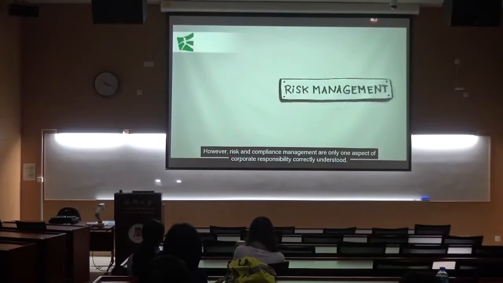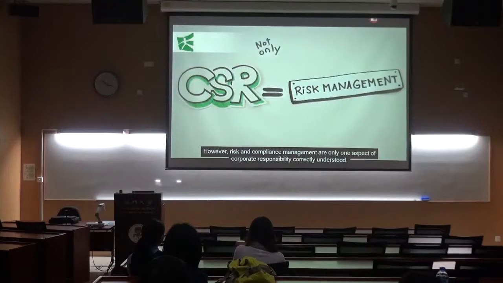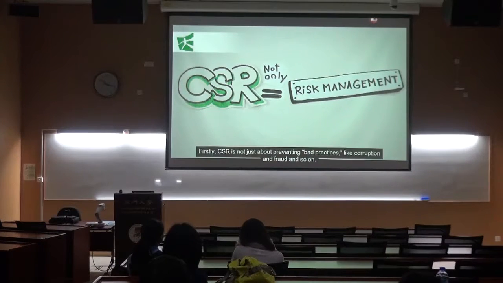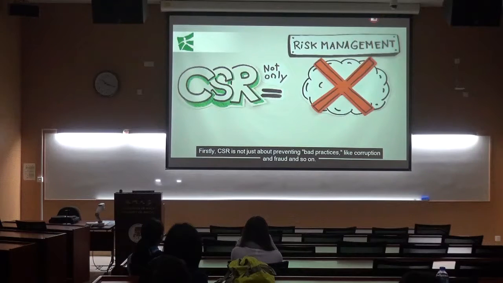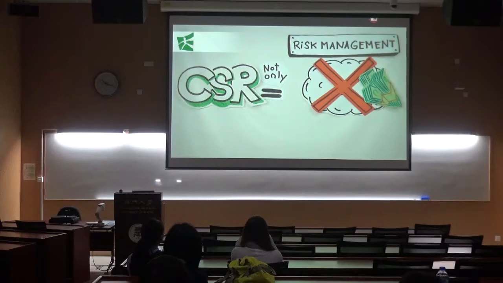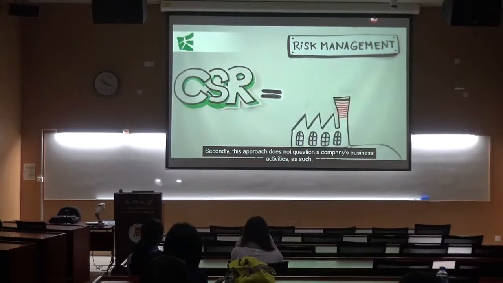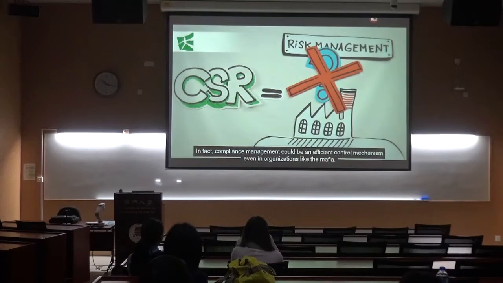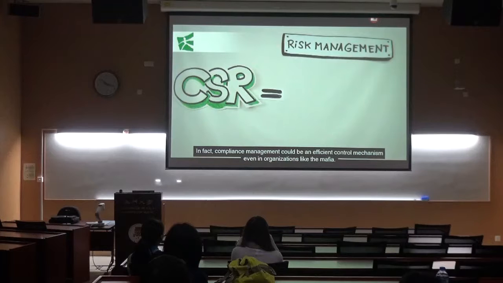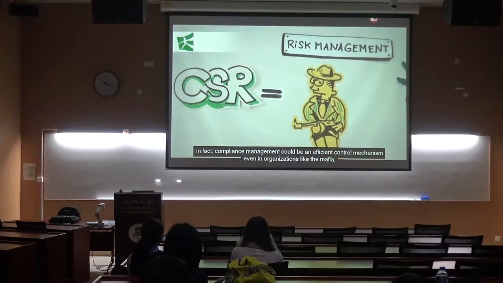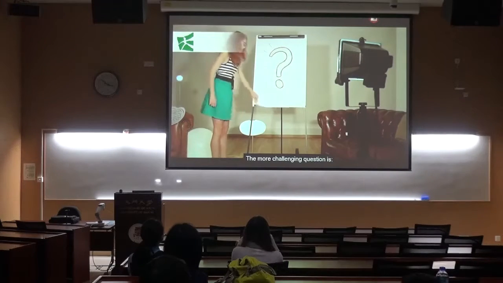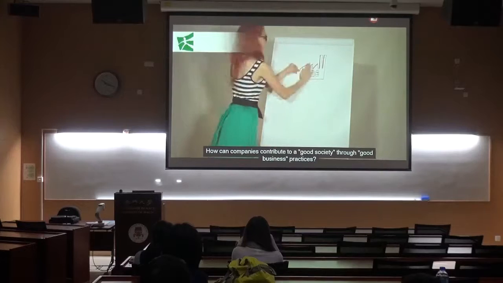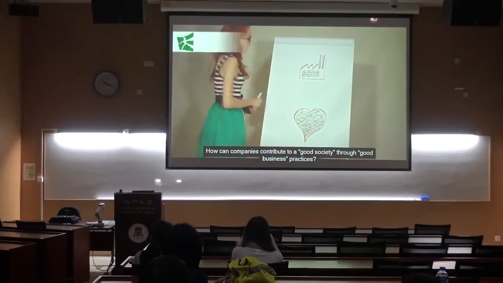However, risk and compliance management are only one aspect of corporate responsibility correctly understood. Firstly, CSR is not just about preventing bad practices, like corruption and fraud and so on. Secondly, this approach does not question a company's business activities as such. In fact, compliance management could be an efficient control mechanism even in organizations like the mafia. The more challenging question is, how can companies contribute to a good society through good business practices?